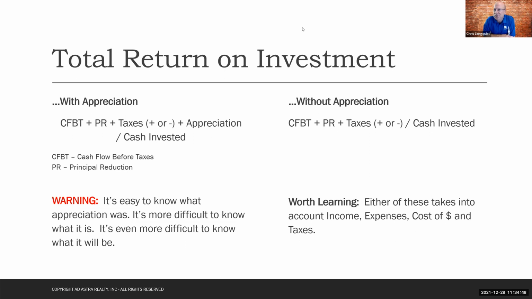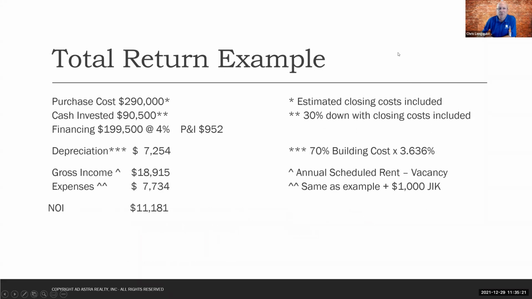All right. And yet, be very careful when making promises about any of this stuff. If you're using garbage numbers because you want to make the deal look good, you're going to get to explain that later to somebody who's really good at math and maybe a legal person. So make sure that you're using real numbers. And then the other one is cash flow as total return without appreciation, which is basically cash flow before taxes plus principal reduction plus taxes, divided by cash invested. All right. So let's go to a total return example. You're going to want to write some of these numbers down.